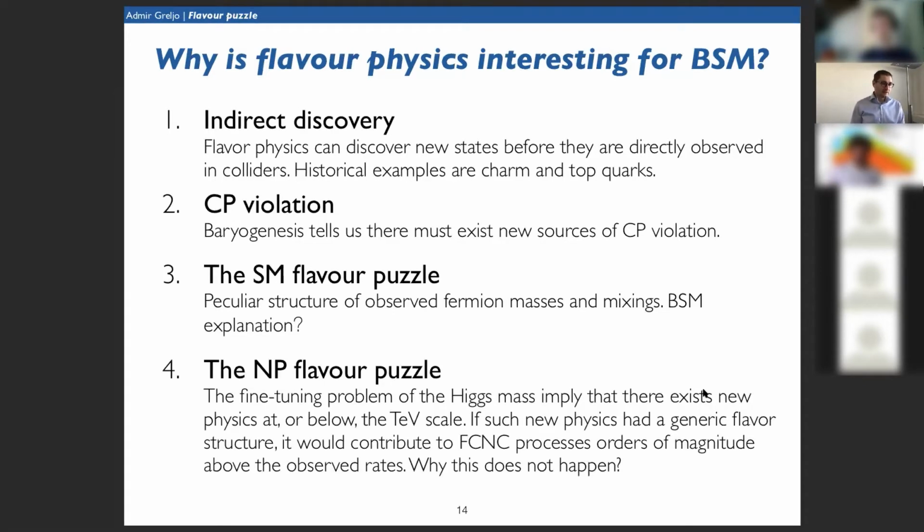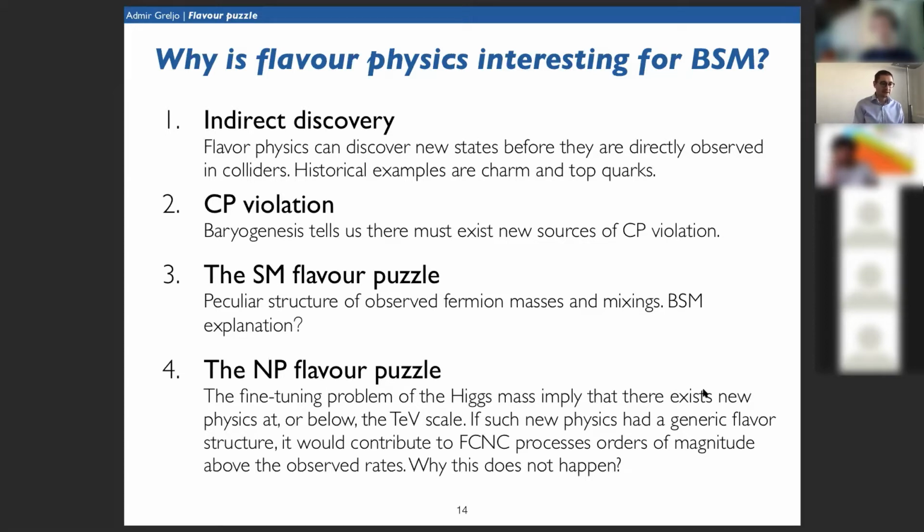And the fourth one, the final one, is the new physics flavor puzzle. So the point here is that we hope there is new physics at the TeV scale, tera electron volt scale. For example, from the Higgs hierarchy problem, we have a clear indication of the new scale. So if we don't want to allow tuning of the Higgs mass parameter, then new physics should not be far above the TeV.